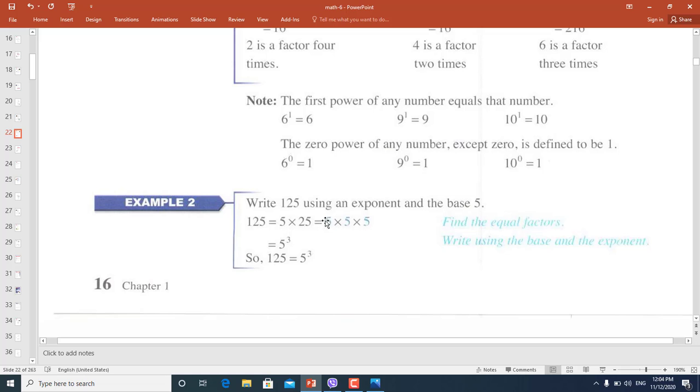Example 2: write 125 using an exponent and the base 5. That means write the 5 as a factor to get a product of 125. Okay, say 5 times 5, it's 125? No, 5 times 5 is 25. After that, add another number to multiply with the 5s we have. 5 times 5 is 25, and times 5, it's 125. So 5 exponent 3, we get 125.